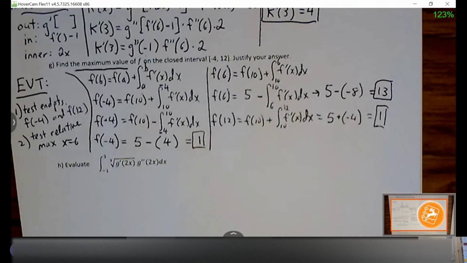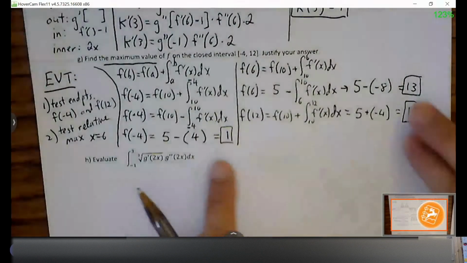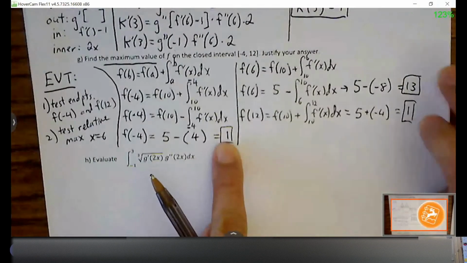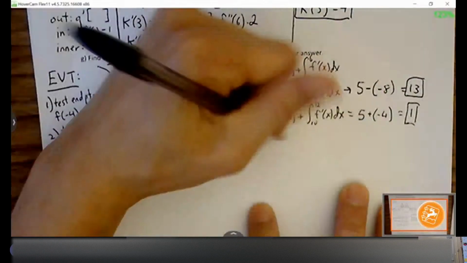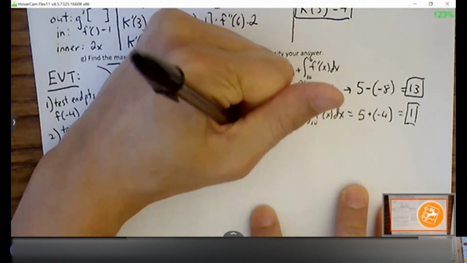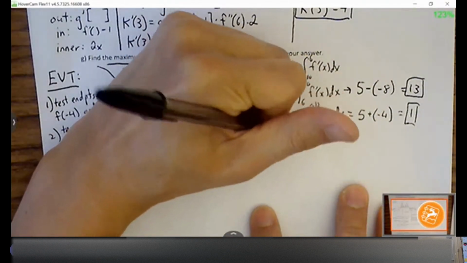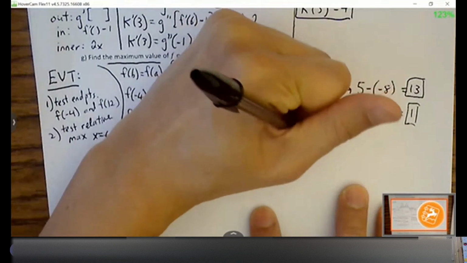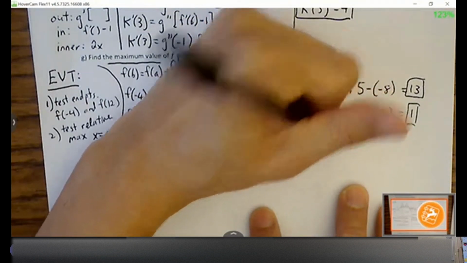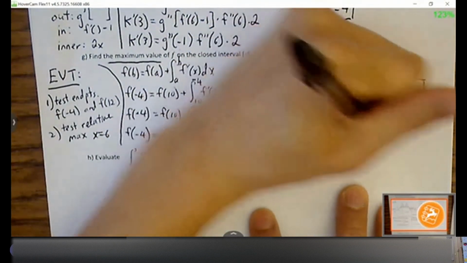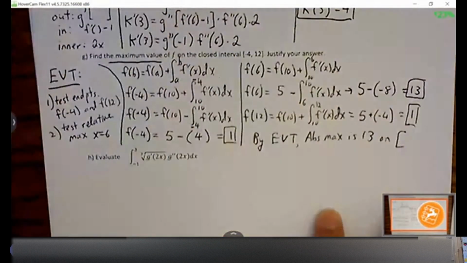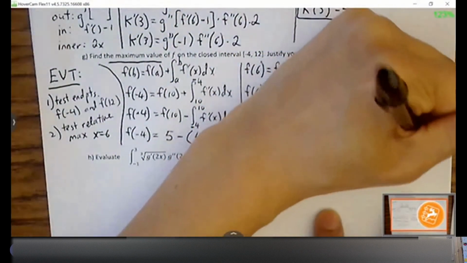Okay, so we want to find the absolute maximum. We only have 3 candidates, and we see 13 is going to be the largest value, so we just say absolute by EVT. The absolute max is 13 on the interval from -4 to 12.